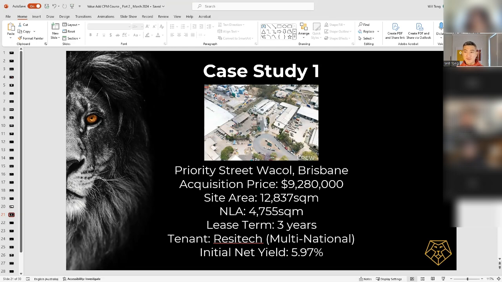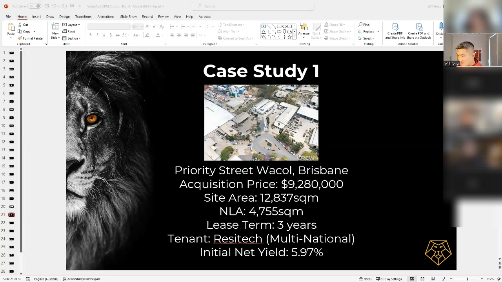And they're paying under market rent. I'm going to show you the numbers in a second. And the initial yield was just shy of 6%. So we thought this was pretty good, because the rent that they're paying is about 40% under market rent.